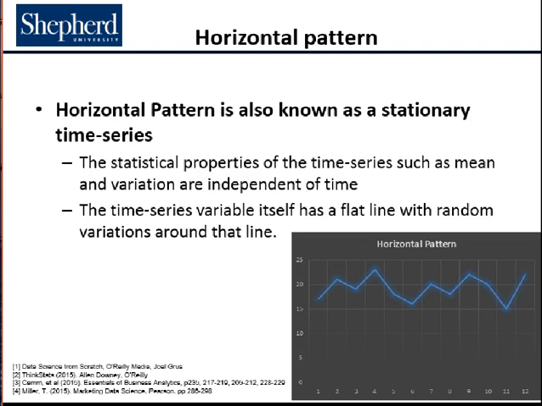Here we see a horizontal pattern for a time series. It's also known as a stationary time series, and it's, for all intents and purposes, a flat line with random variations around that line. Moving averages and exponential smoothing are forecasting approaches for this pattern.